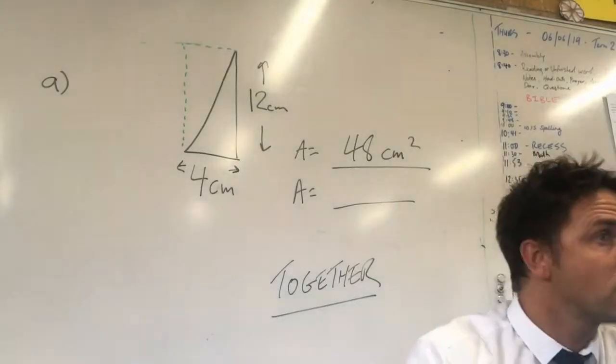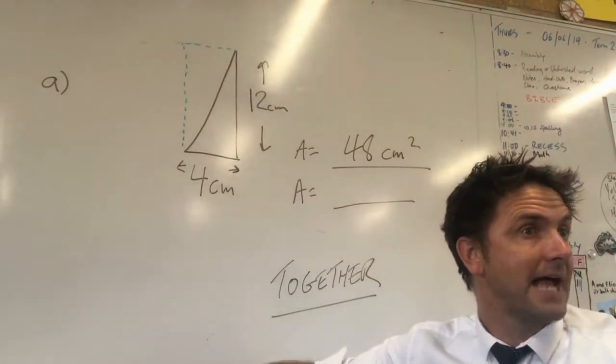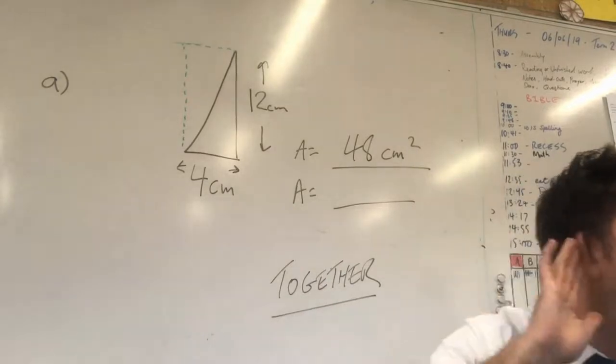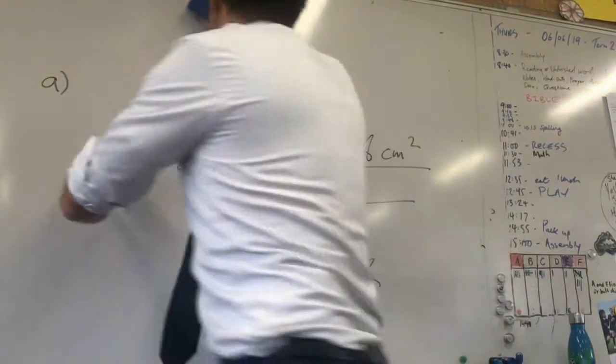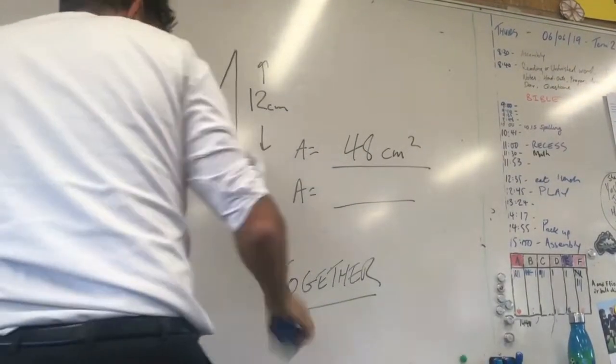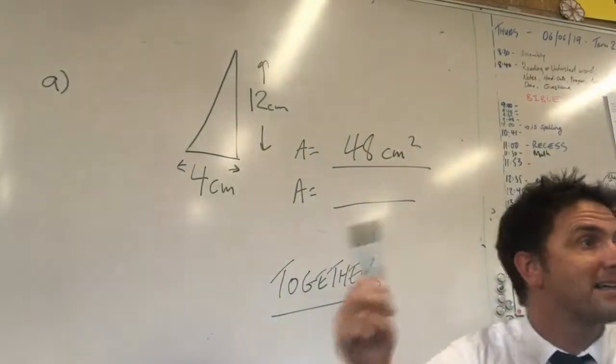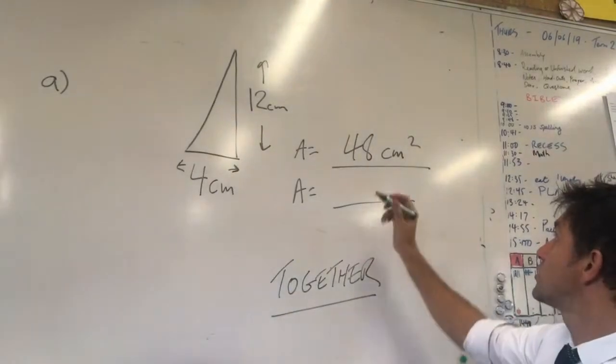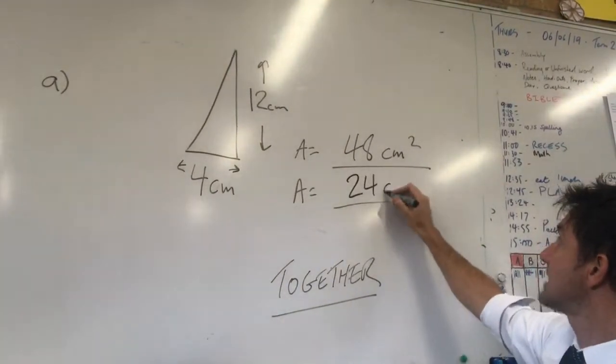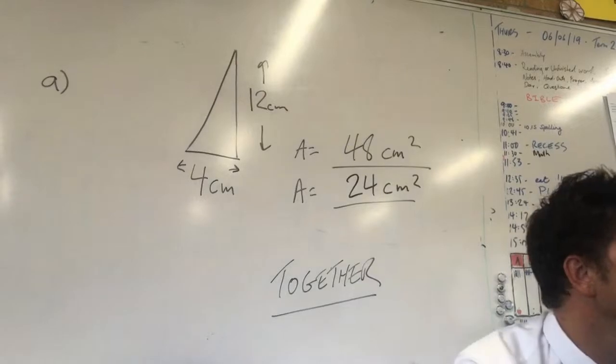But it's not that, is it? Is it actually a rectangle? No. Let's rub out the rectangle. So what have we got to do to this number here? We've got to divide it by 2. So the answer is 24. 24 centimetres squared. Right, we're going really well.